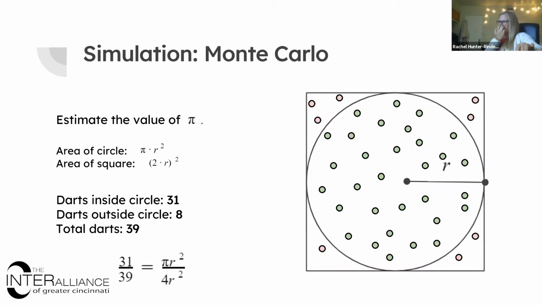So are we saying this? We've got 31 darts inside the circle, 39 darts in total, which is how many fell inside the square. And then we have the area of the circle over the area of the square. So does that ratio make sense to everybody? So you're trying to calculate the ratio of darts inside versus outside the circle versus the area that the space takes up. Correct. Yep.